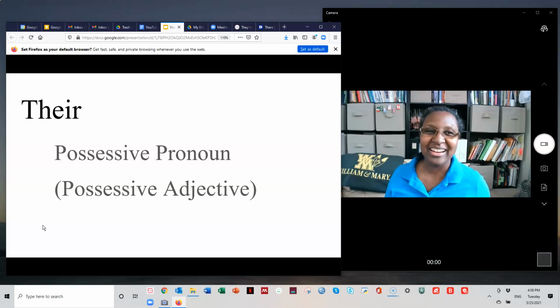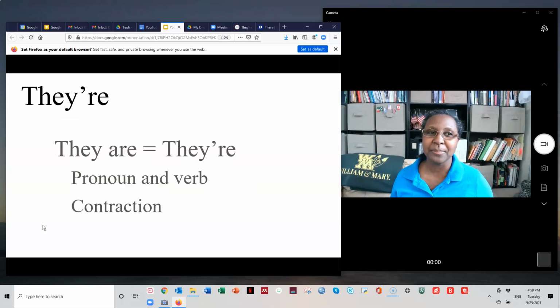T-H-E-I-R, their, is a possessive pronoun because it indicates ownership or belonging, and it is a word that takes the place of a noun. In some grammar books, it's called a possessive adjective, which is also correct in case you see it, and you now won't be confused. It's called a possessive adjective because it describes a noun. So, for example, if I say their car, it actually is a word that describes the car. So it could be also called an adjective. I refer to it as possessive pronoun.